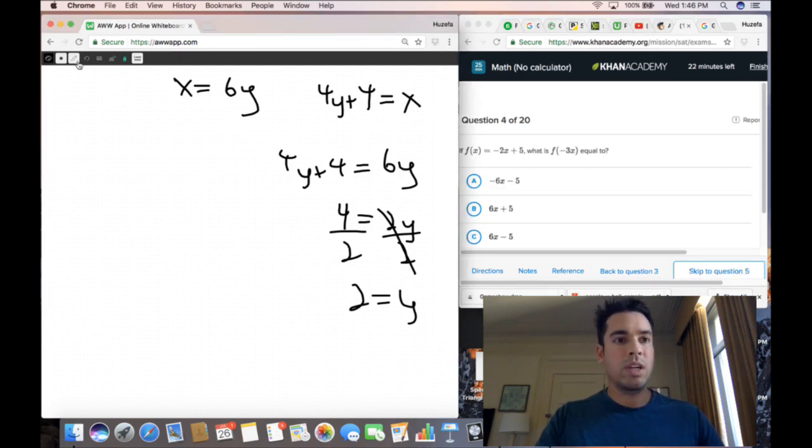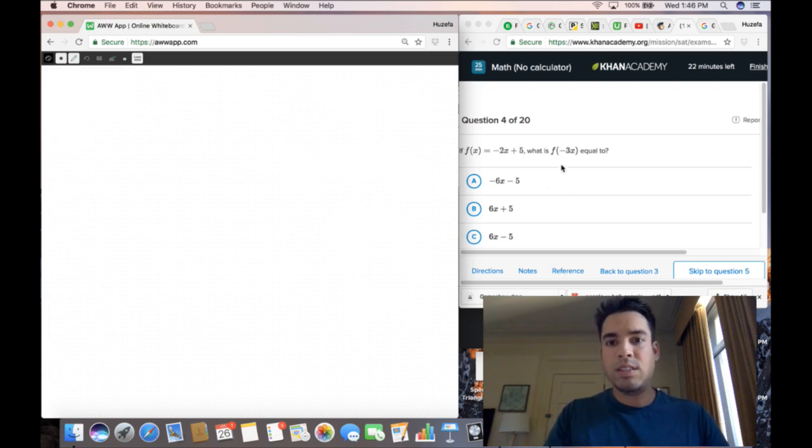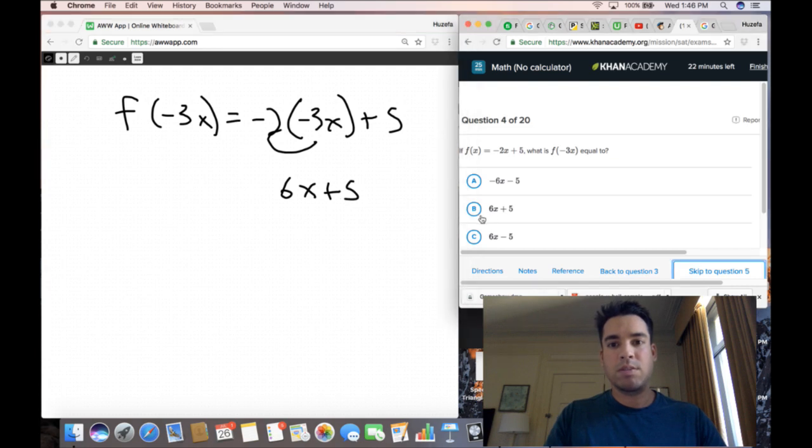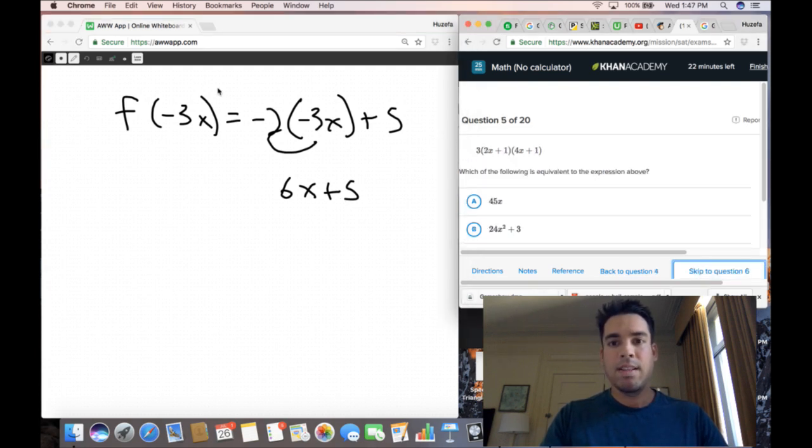Question number 4. We've got 22 minutes left, so we're actually not doing that great time-wise. It says if f of x equals negative 2x plus 5, what is f of negative 3x? We want to plug negative 3x into this. So negative 2 times negative 3x, plus 5. These multiply to become positive 6x plus 5. And that's it.